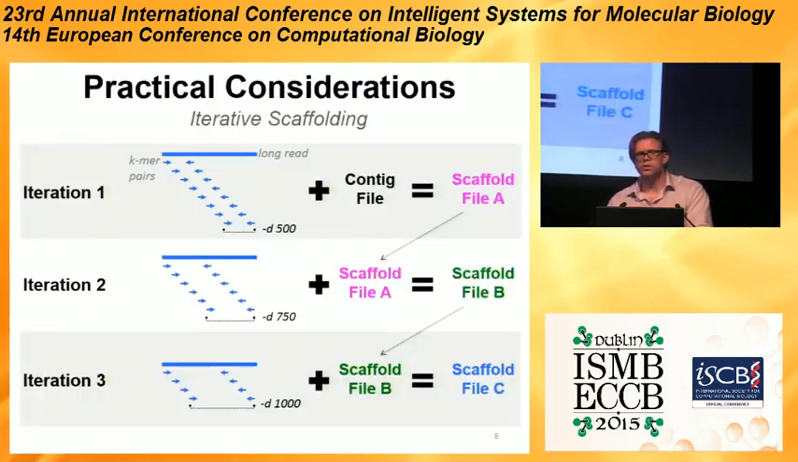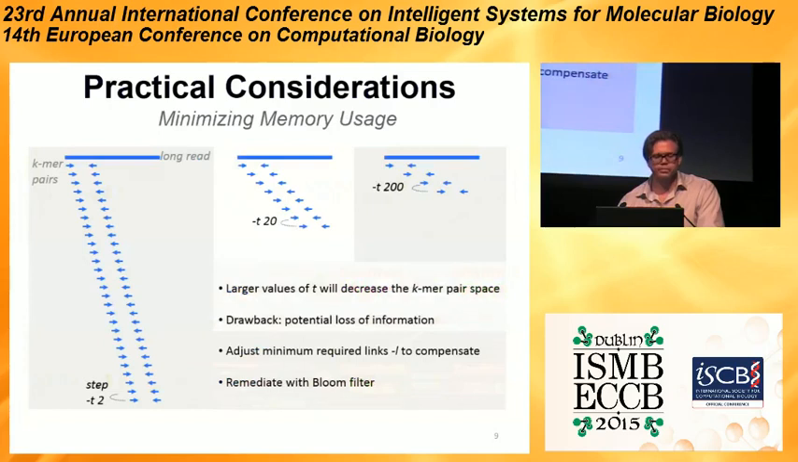Okay, some practical considerations for scaffolding. It works best if you run iteratively because you can explore a very vast chimer space. And you do this by increasing the distance between chimers and reusing the output from the previous iteration. Of course, you can imagine that storing chimers into hash data structures, and there's 3 of them, can use a lot of memory. It could be a problem.